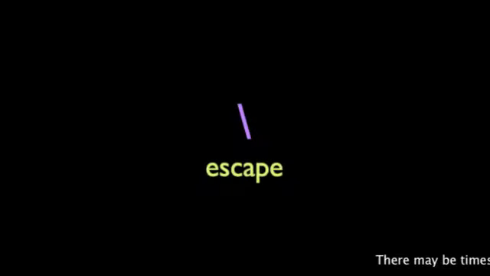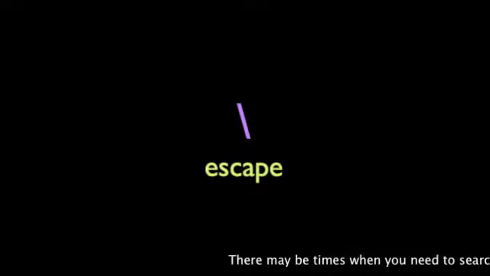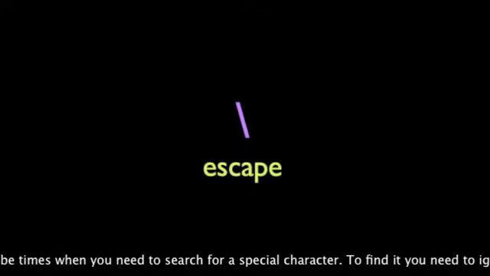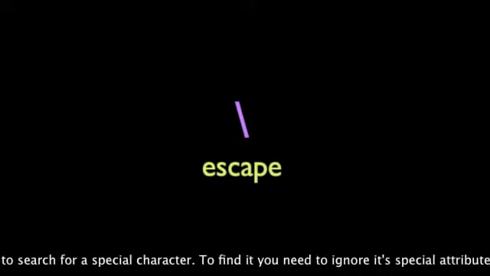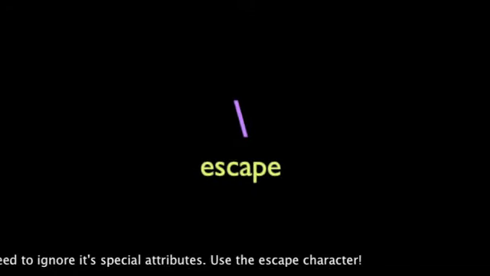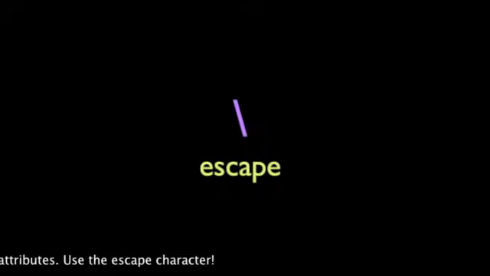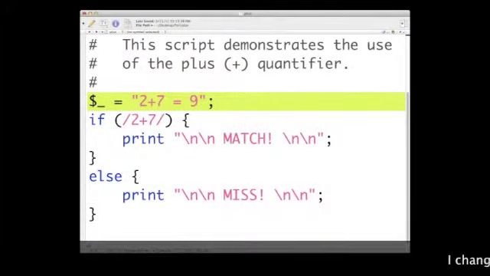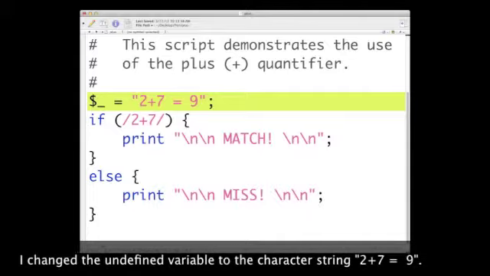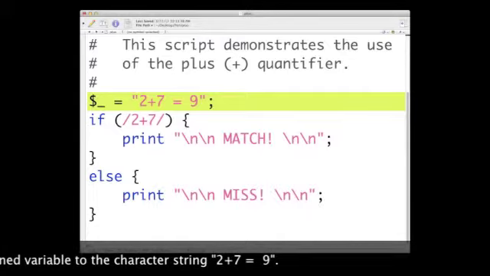The escape character comes in very handy when you want to include a special character in a search pattern. Just precede that character with a backslash or escape character. To demonstrate this, I've changed our string to 2 plus 7 space equals 9.